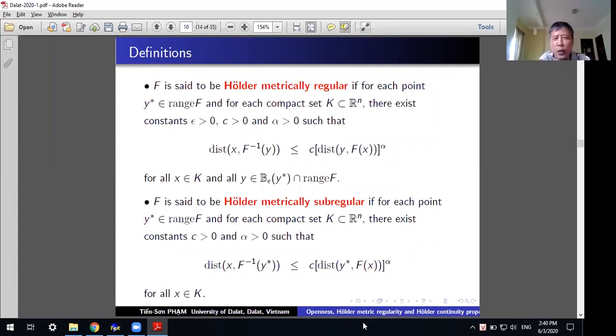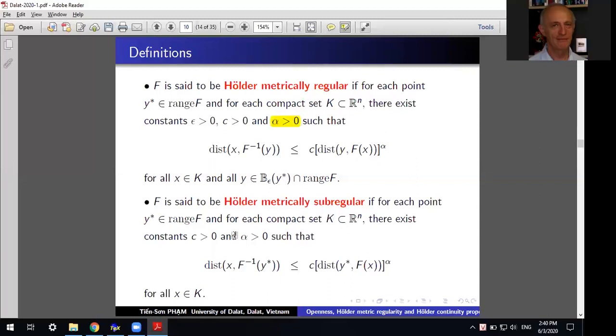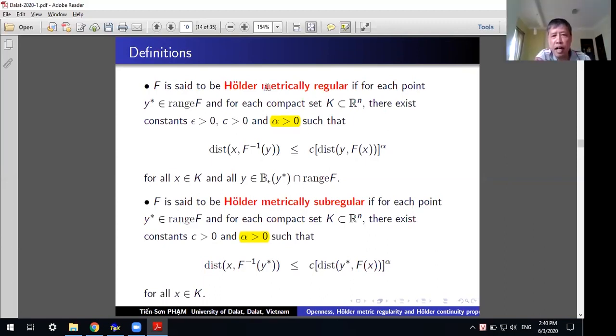Thank you. First, if alpha equals 1, if it is fixed, my question is why you are defining these concepts with there exists an alpha. Yes, alpha, because it concerns Hölder. In the case alpha is 1, we delete Hölder here, right? Yes.